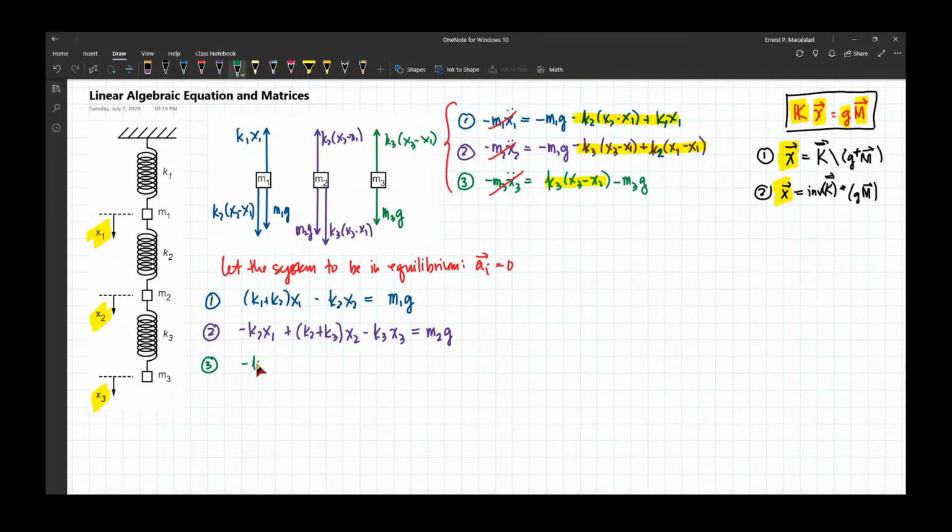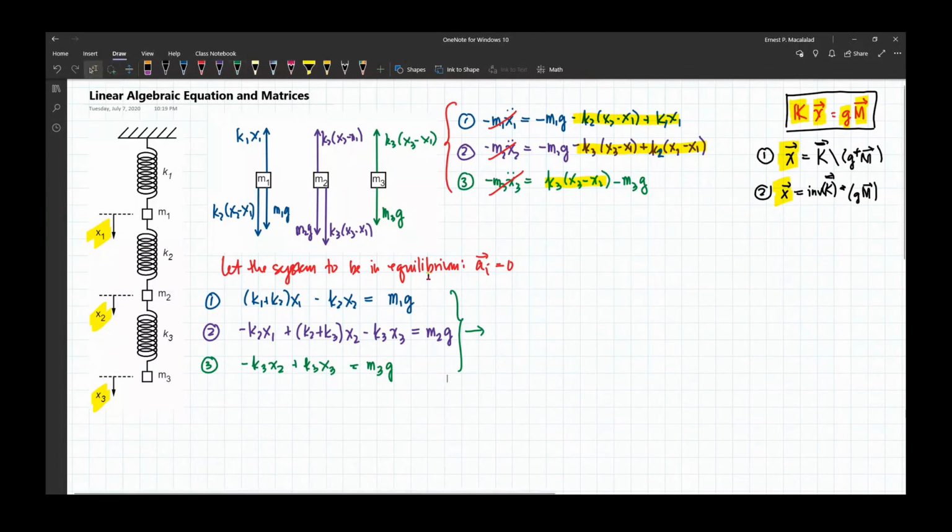And lastly, equation number 3 becomes negative k3 x2 plus k3 x3 equals m3g. Okay? So from here, we can actually write this equation in matrix form.